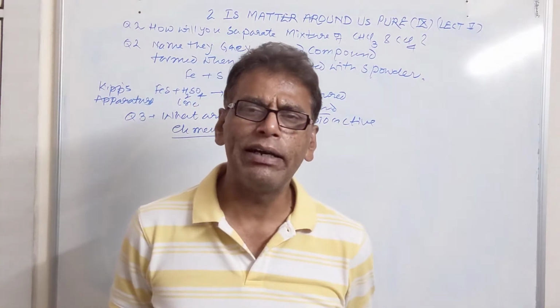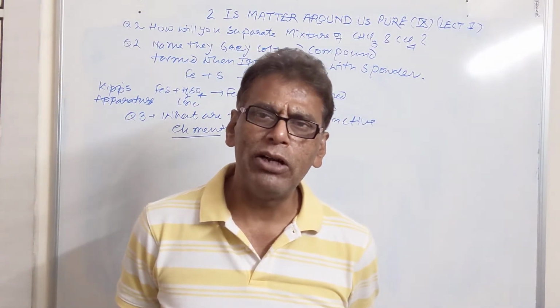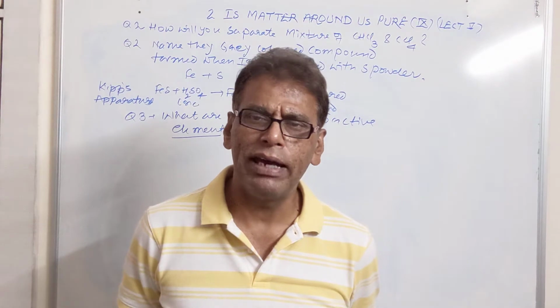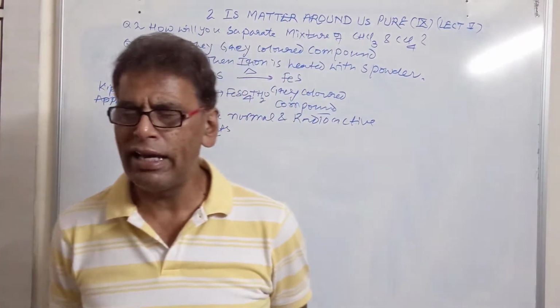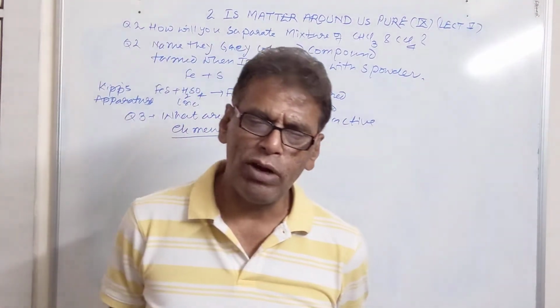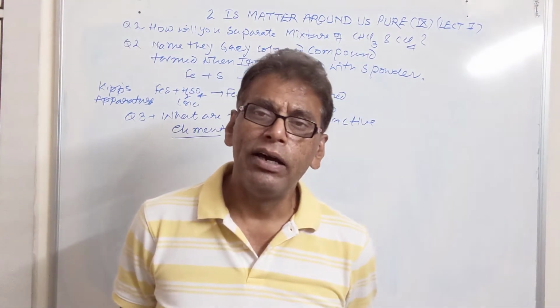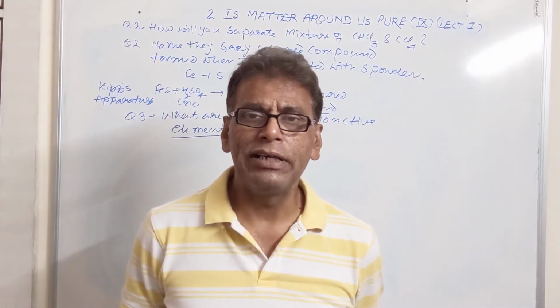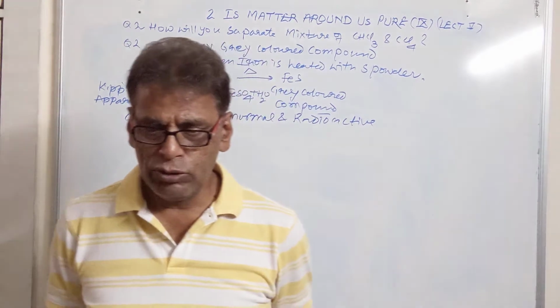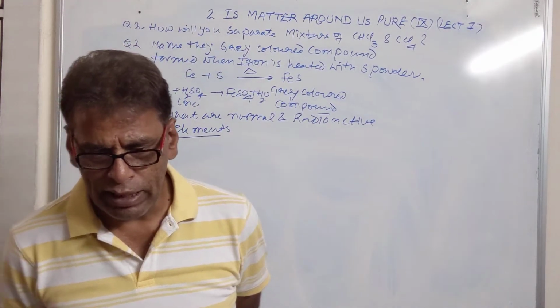Then we have radioactive elements. These are those elements whose nuclei are not stable. Their N by P ratio does not lie in the stable zone, that is 1 to 1.6. That's why they emit alpha, beta, gamma radiations to acquire stability. So they are called radioactive elements.